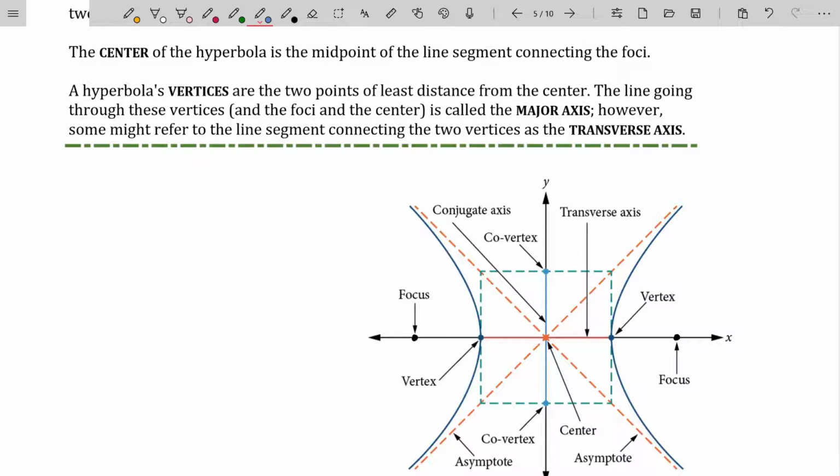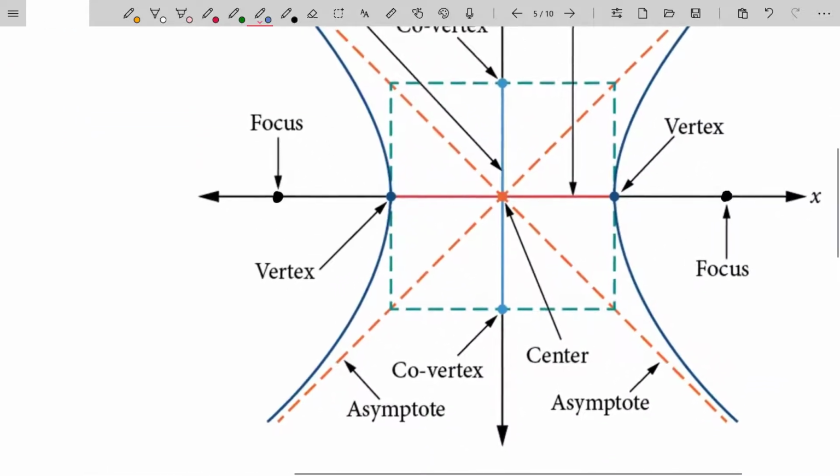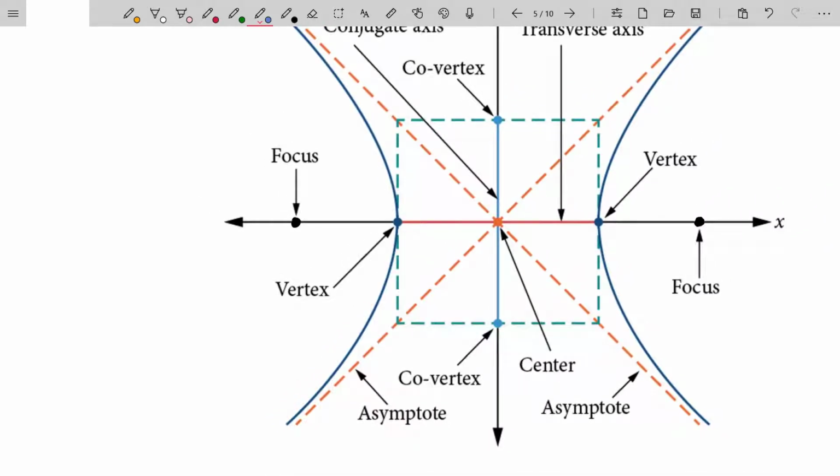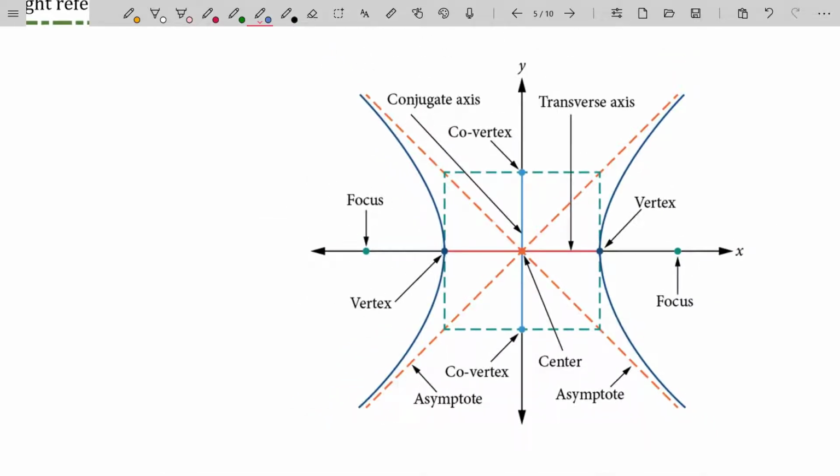You could also see that there's quite a bit of other information on this graph. Right now, I don't want to really zoom in on that. Instead, I just want to talk about the foci, these guys right here, the vertices, and the center. And they all lie along the same line, which I will call the major axis. However, most textbooks will call the line segment connecting the two vertices the transverse axis, although there's no real reason to memorize that. All right, and you can see there are a couple little orange dashed lines. Those are called the asymptotes. We'll talk about that in a moment.